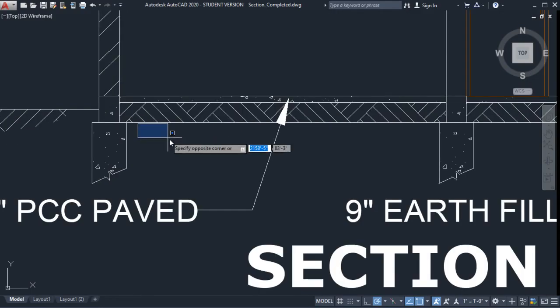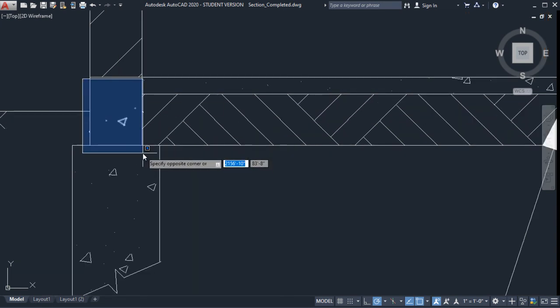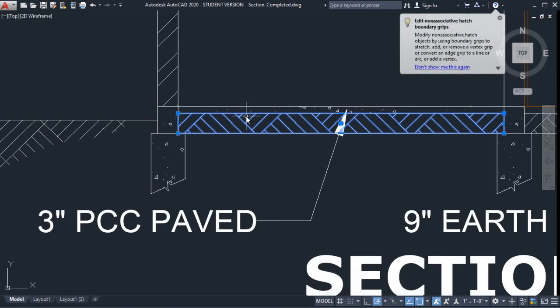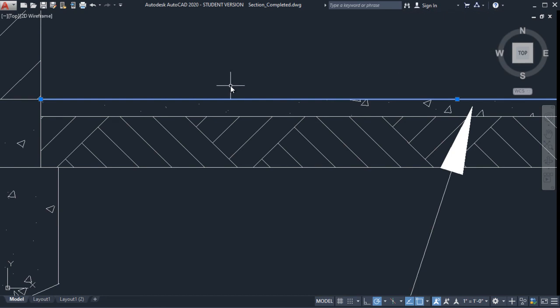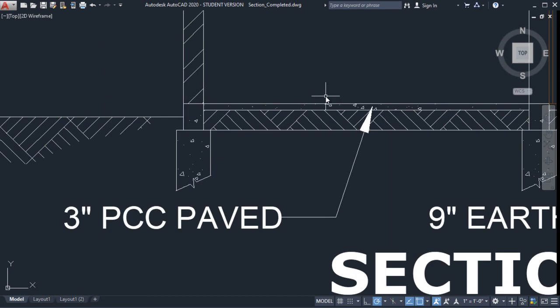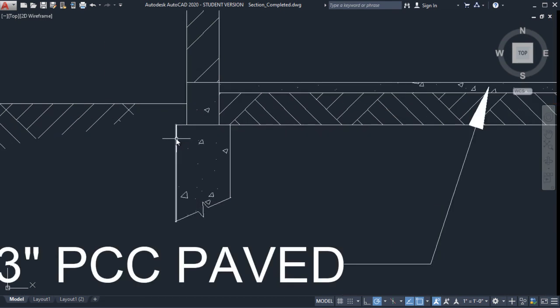Okay, so this may be the natural ground and this is the tie beam or plinth beam. Then up to a certain level again the soil is filled and compacted. Then later a layer of concrete, plain cement concrete, is cast. Sometimes brick is used.